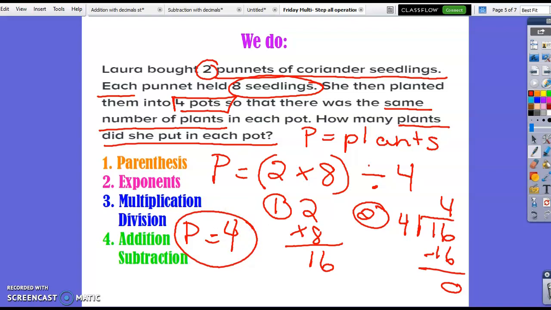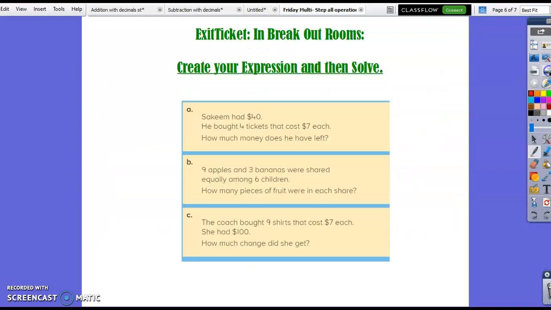Okay, so again, this is the same thing that we were doing yesterday. And now you guys are going to be going into your breakout groups for this next part to practice on your own. Your exit ticket is in your breakout rooms. You're going to create the expression and then solve. You have 3 problems to work with your teammates, and then we will come back together to make sure that you did them correctly. Remember, today we are creating the expressions and also solving.